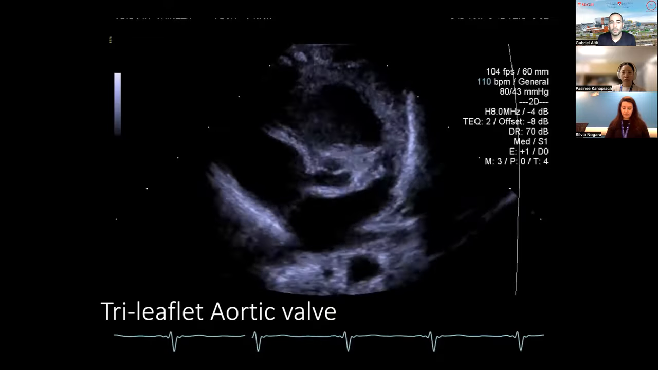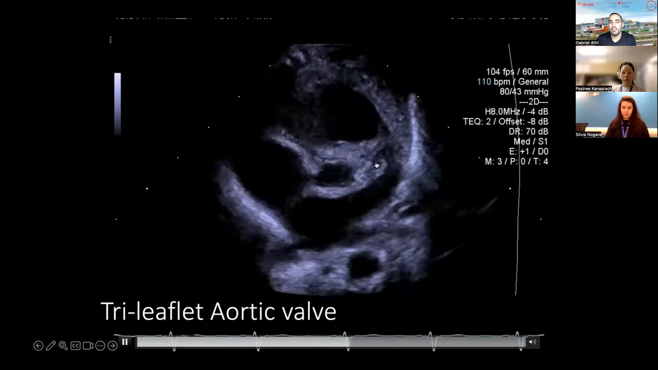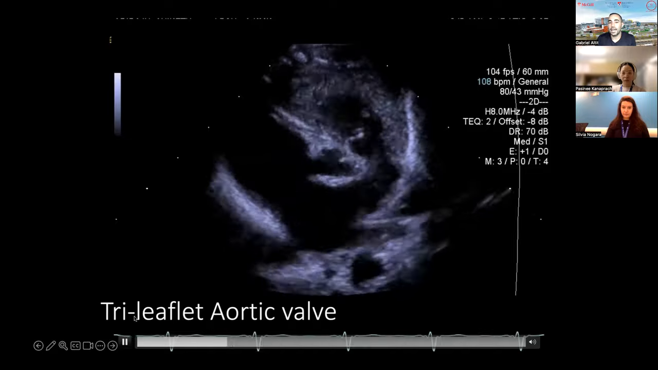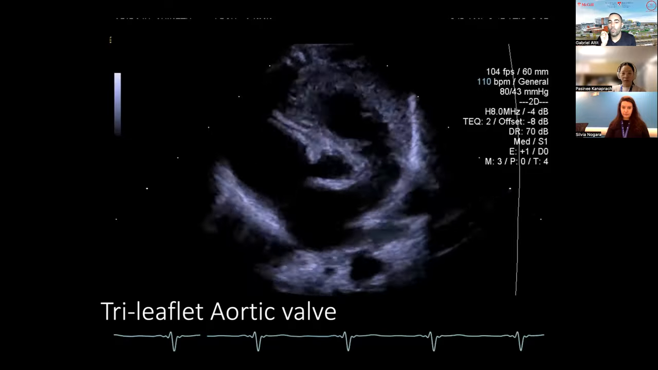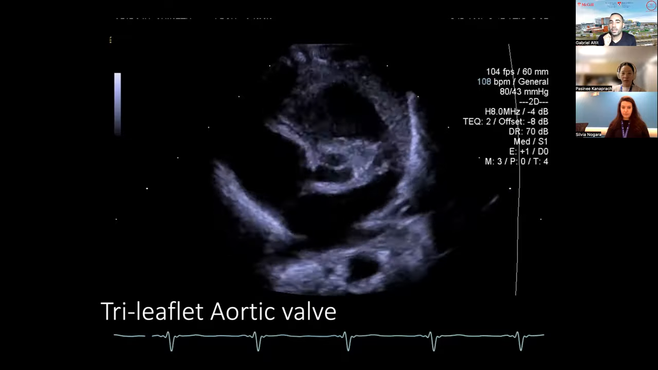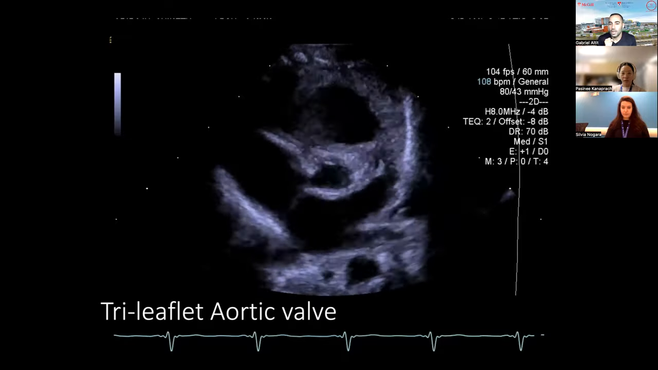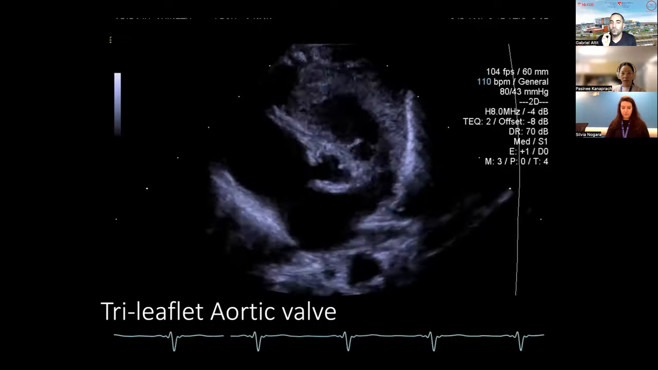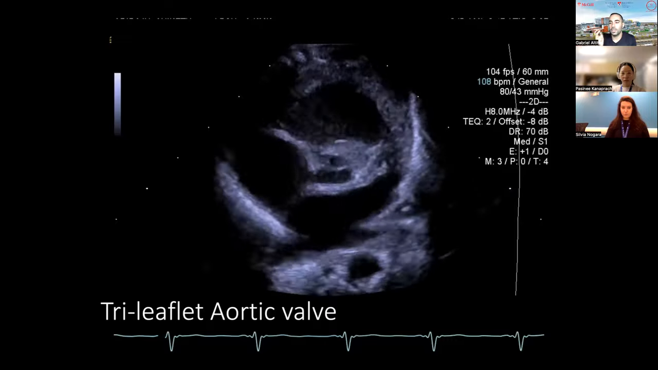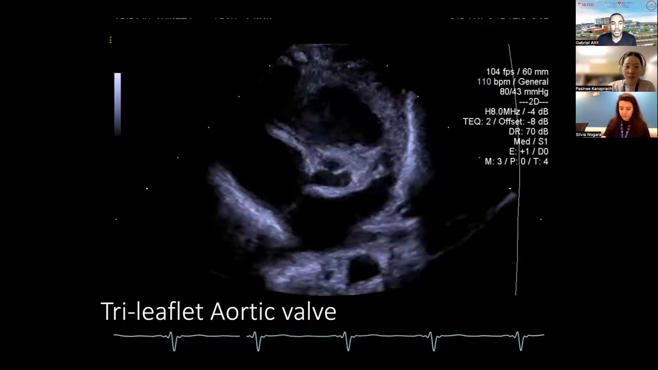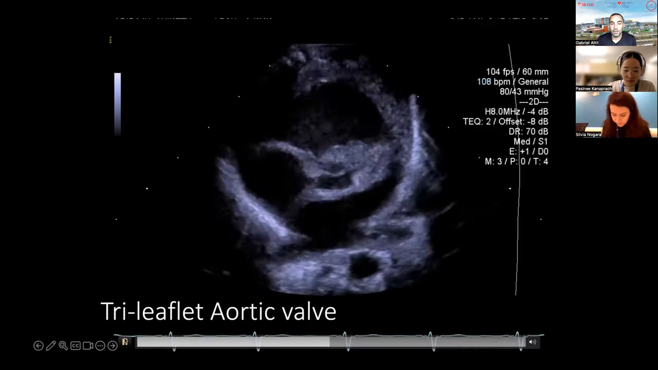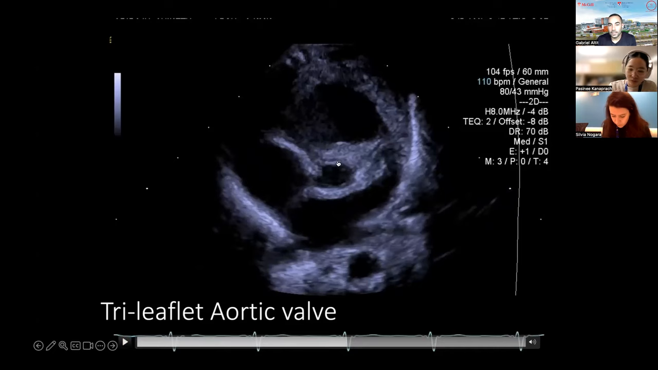So now it's important to see the valve in motion to make sure that it has three leaflets and that the three leaflets are opening. Why? Because the majority of bicuspid aortic valves are going to be tri-leaflets with fusion of the non-coronary and one of the coronary cusps. So you may see that it's three cusps, but actually here I can see that these three cusps are well open.